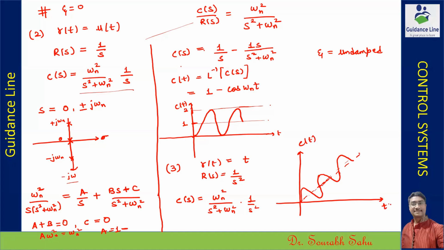So is everyone following till here? Ultimately, for zeta equals 0 we have an undamped system, and the behavior of this undamped system is something like this only.